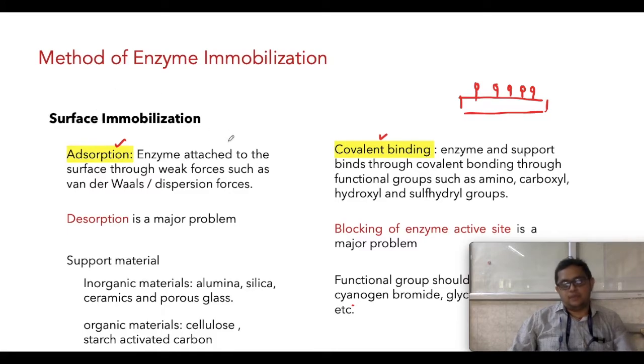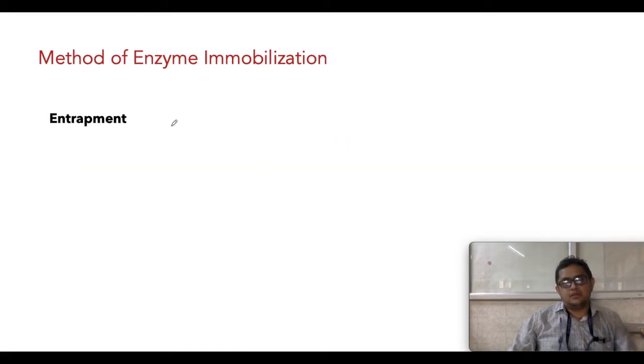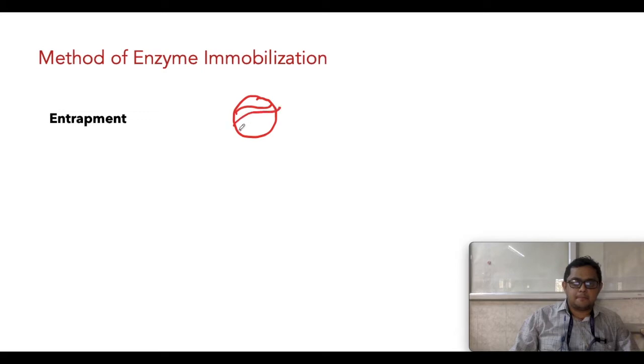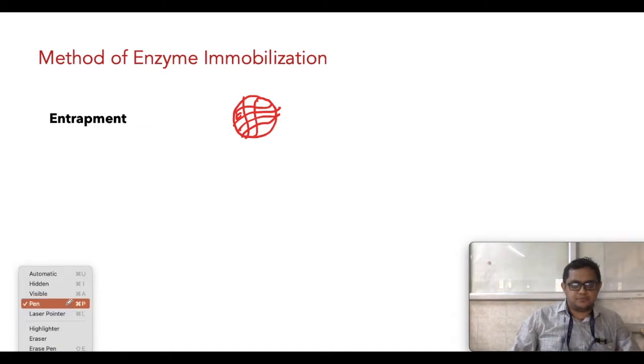So this is one way. The second broadly classified method is called the entrapment method. So what does the name suggest? The entrapment method is nothing but the enzyme is bound or trapped into a closed enclosure.